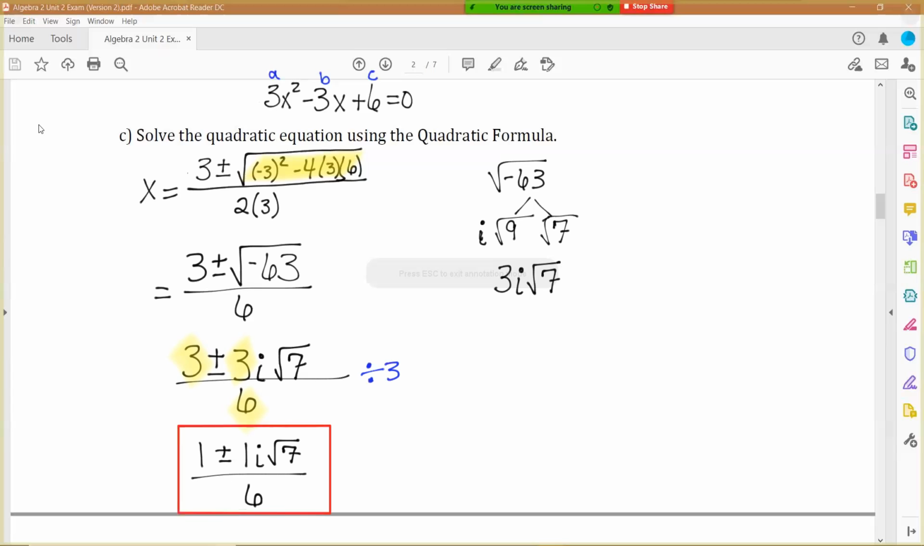Questions on this one? Oh, I should have reduced the 6. I messed up. I mean, I was checking to see if you were paying attention. Good job. Make sure you reduce all 3 of them, 1, 1, and 2.